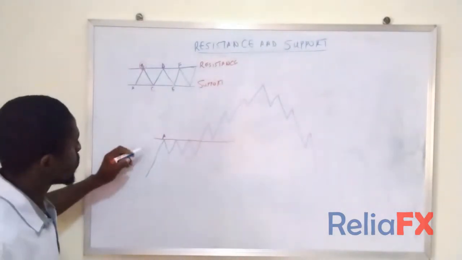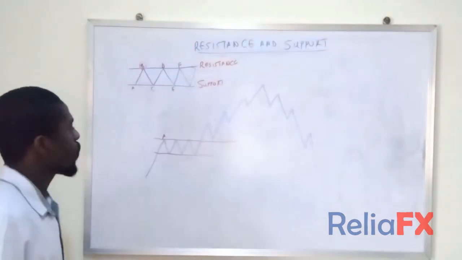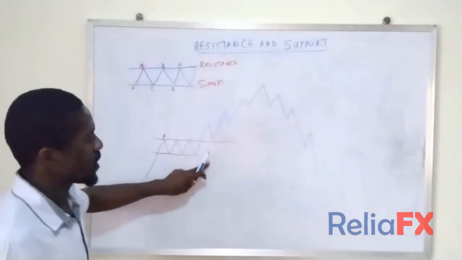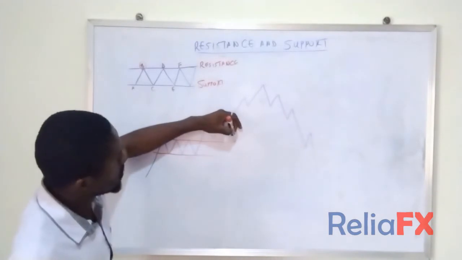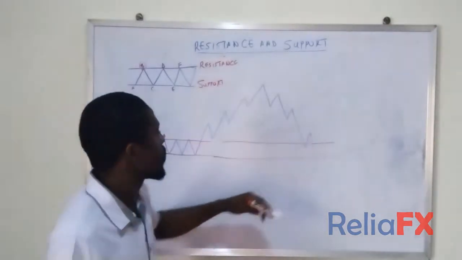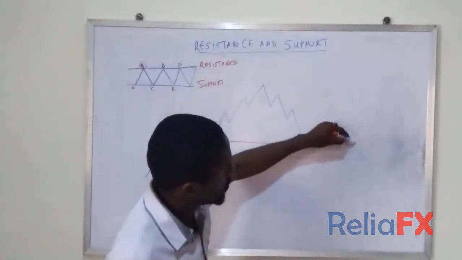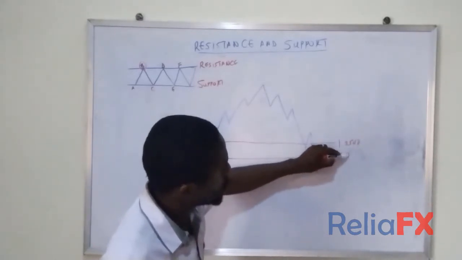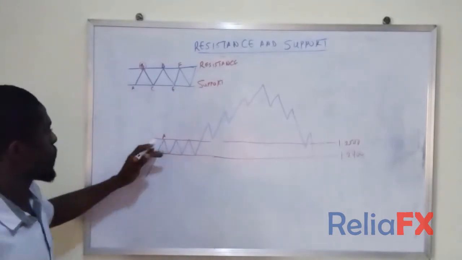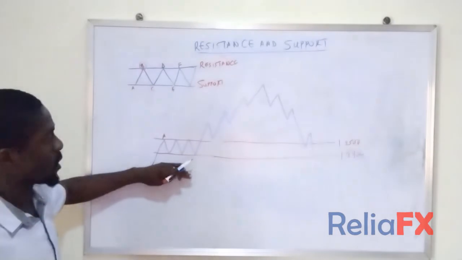Did you get that? Now if you also look at this, you can also see another level here where price could not break below. So we have a resistance here and we have a support. If I extend this a lot more, I can label this as 1.2500, and let me label this as 1.2400. Now these two levels at this point become my resistance and my support.